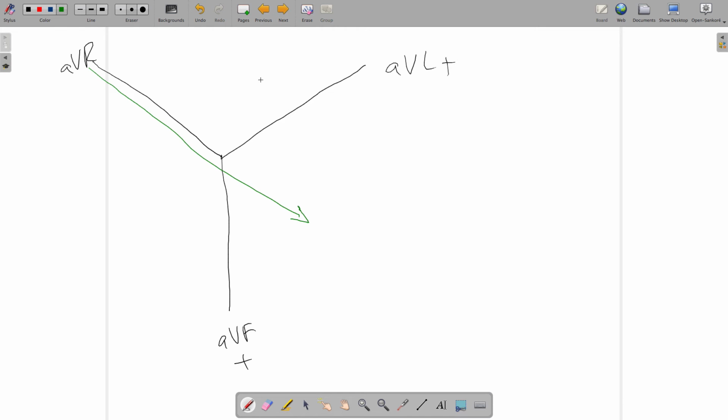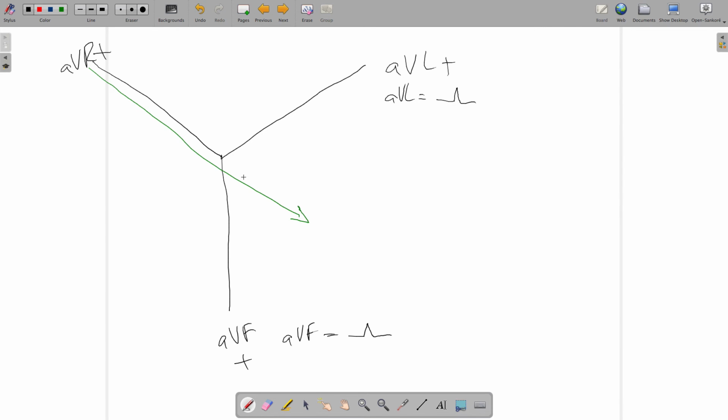Now we should be able to, again, do the same thing that we did in the previous slide, and that is, what should the deflections look like in AVR, AVL, and AVF? Well, let's start with the easy ones. Look at AVF positive, AVL positive. This green arrow, it's not moving directly in the direction of either one of these leads, but it is moving in the direction of the positive terminal of the lead. And as a result, when we look at AVF, AVF should be a little guy, but it should be positive. AVL, little guy, but it should be positive.